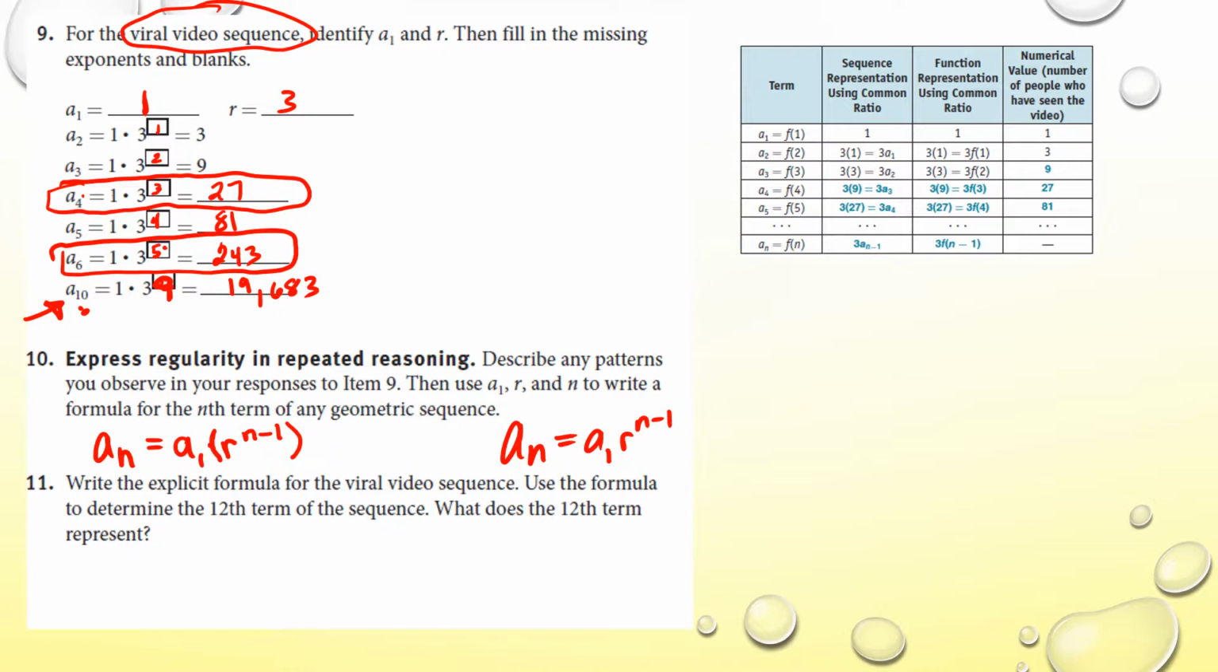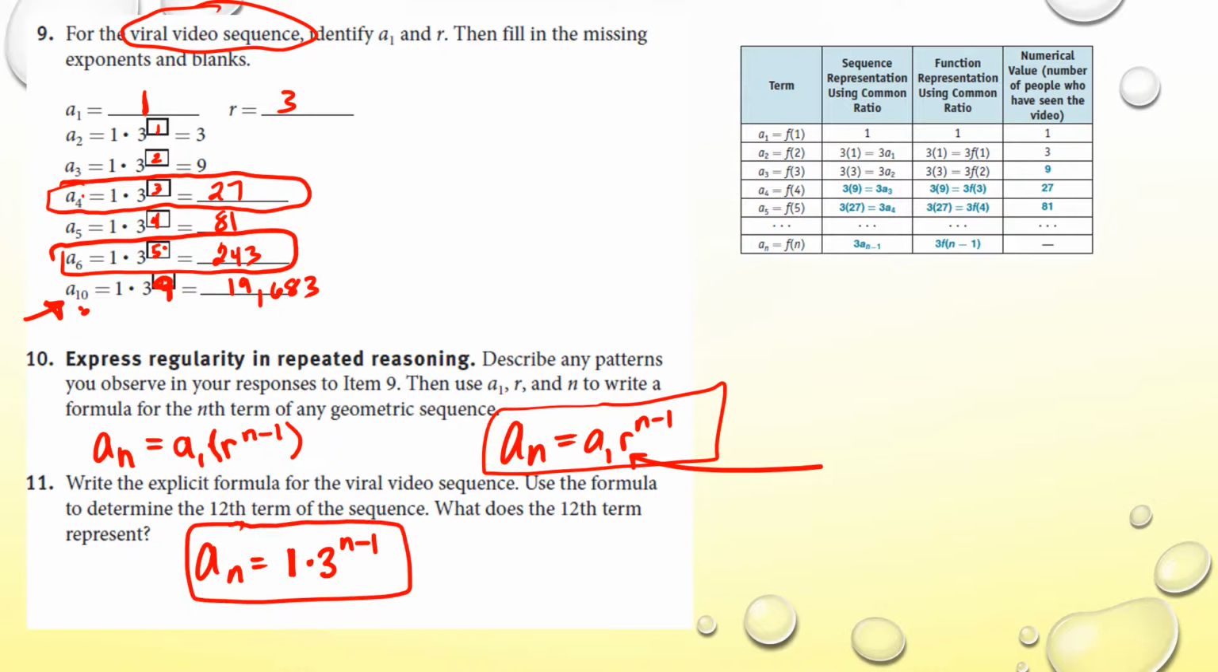Use the formula to determine the 12th term of the sequence. So if this is the generic formula right here, then for our viral video, it would be A sub n equals A sub 1, the first term in the sequence, so the first term was 1, times our common ratio, which was 3, to the power of n minus 1. So that's the explicit formula for the viral video.